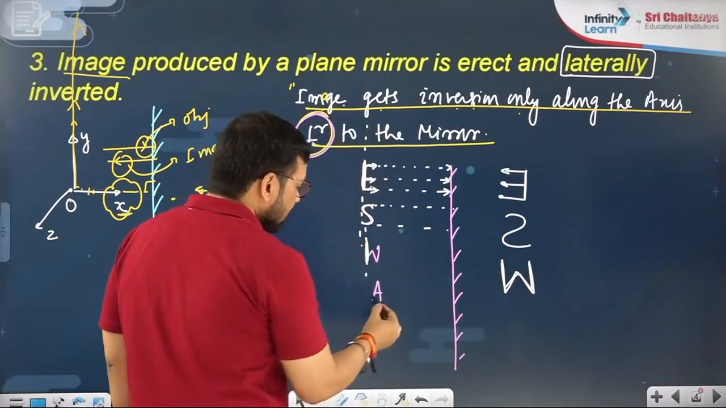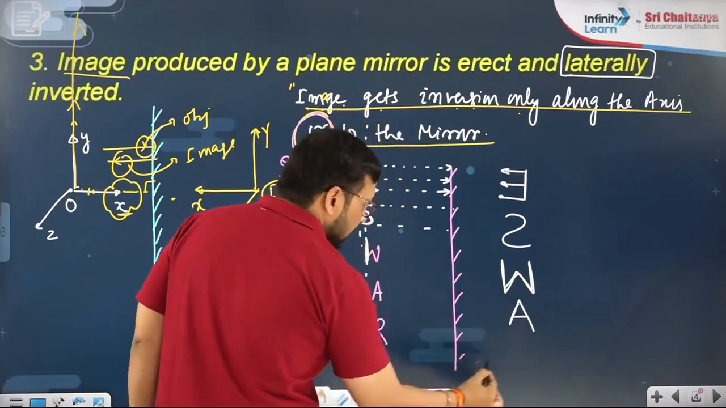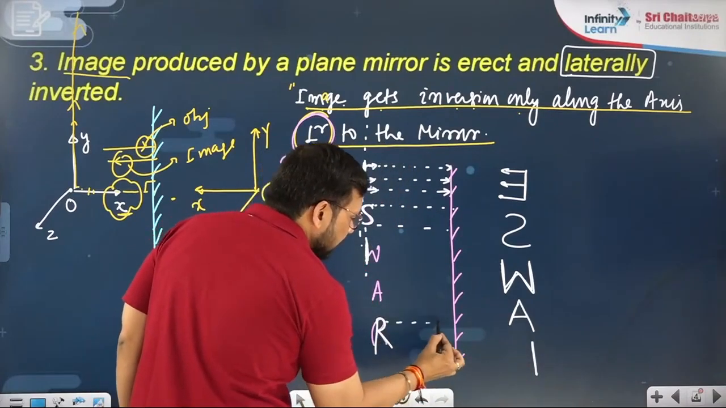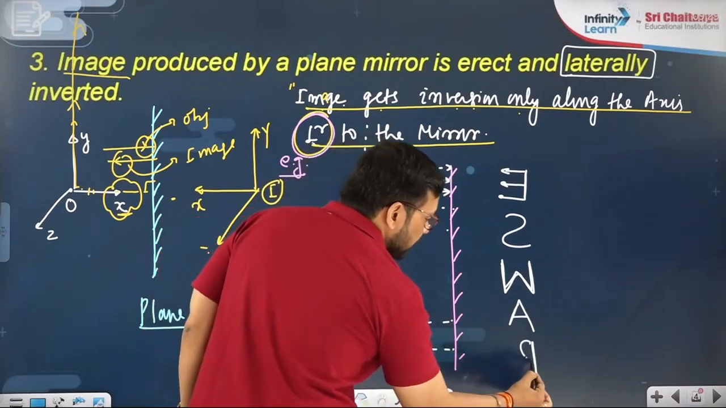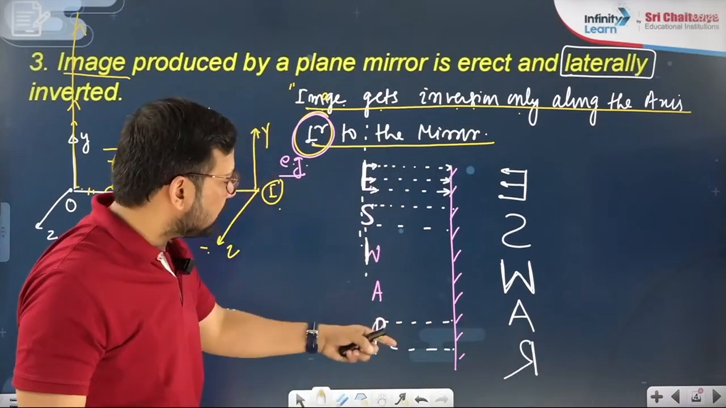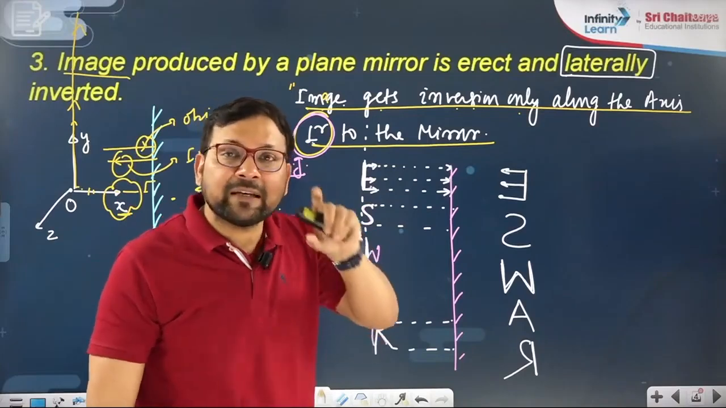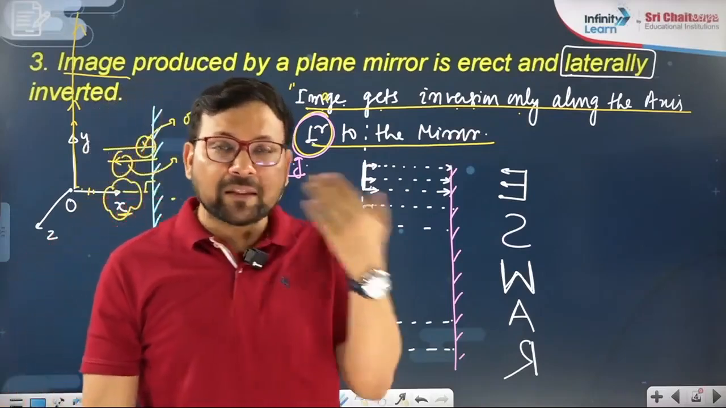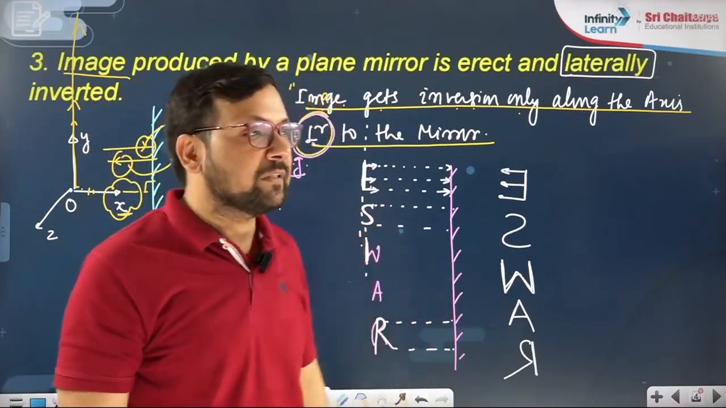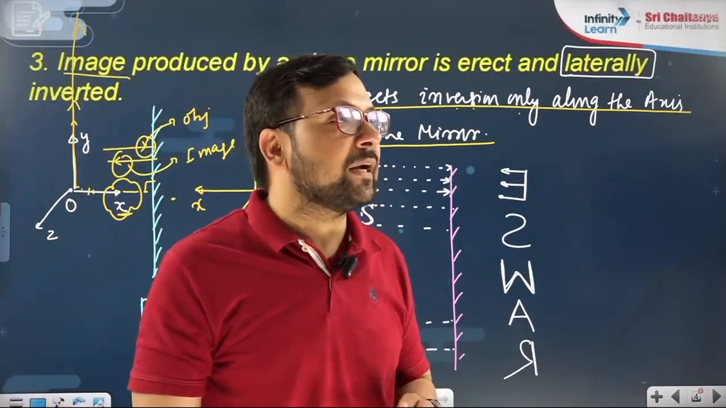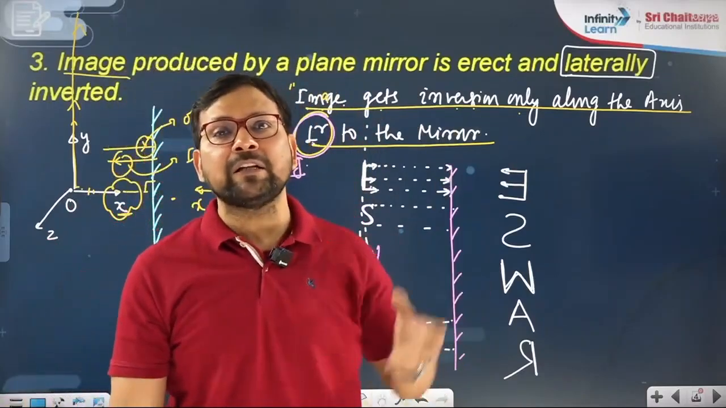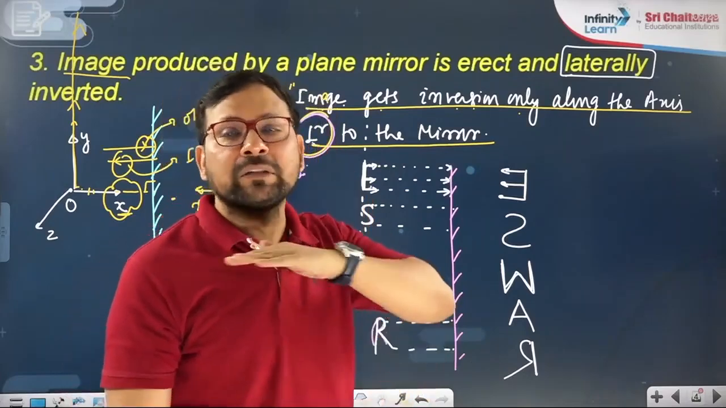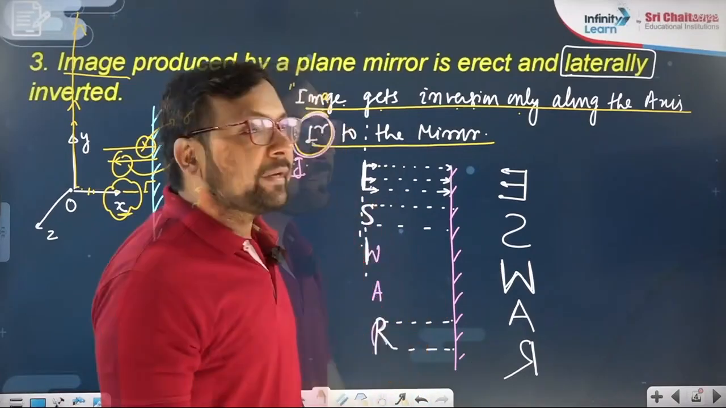Symmetric diagram is this. A is also symmetric. In R, the straight line will remain as it is. But these curved portions are striking the mirror perpendicular, so they will be inverted. So inversion only takes place for those rays which are perpendicular to the mirror. That is the only thing I want you to get. If you are moving parallel to the mirror, there will not be any inversion. That is the concept I want all of you to understand. Next time you will not blindly say lateral inversion everywhere. You have to understand inversion only takes place for that axis, for that length which is perpendicular to the plane mirror. Okay, have you got this?